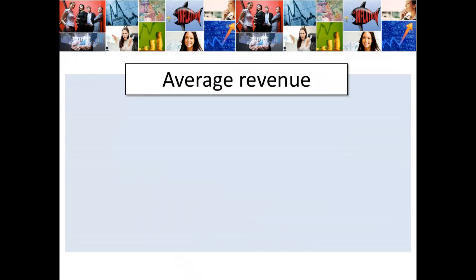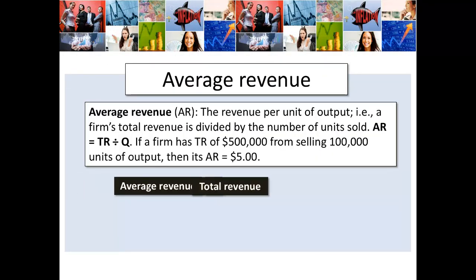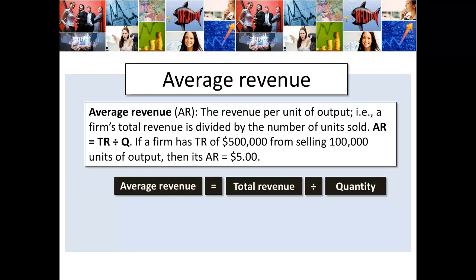Average revenue. It's the reverse calculation. The revenue per unit of output is average revenue, and that's because average revenue equals total revenue divided by quantity. Now remember that total revenue equals price times quantity. Total revenue divided by quantity is the same as price. Average revenue equals price. So for example, if a firm has a total revenue of $500,000 from selling 100,000 units of output, then its average revenue is $5.